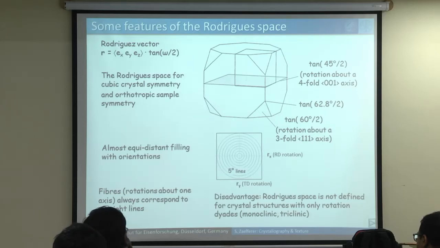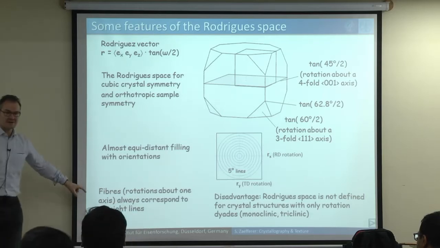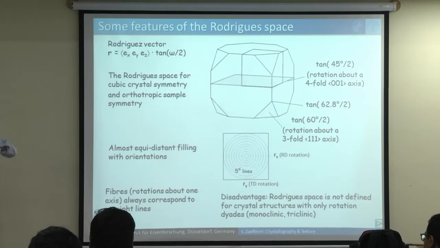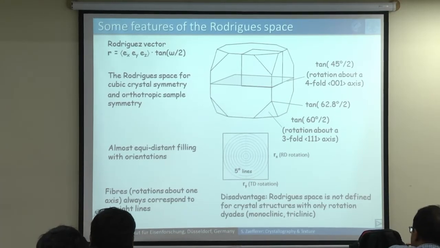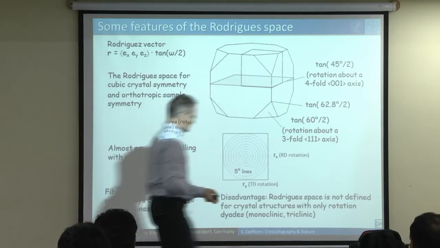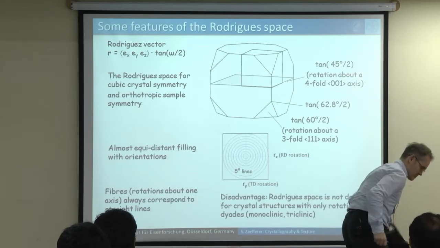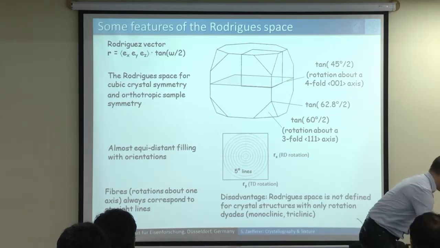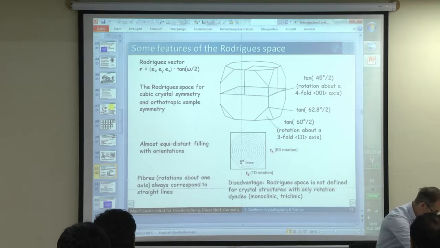Another point, I should almost make this exercise with you. If you have fibers, that means you have crystals and they all rotate just about one axis, wherever this axis is, then in Euler space they make funny curves. And I will show you this in a moment. But in Rodriguez space, they're all straight lines. And then you can see more easily, this is a fiber, this is a rotation just of crystals around one axis. Let me give this exercise shortly with my computer program.